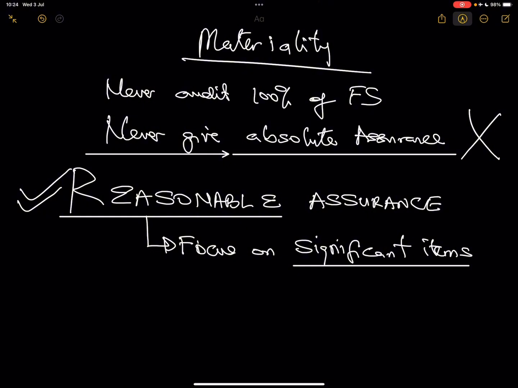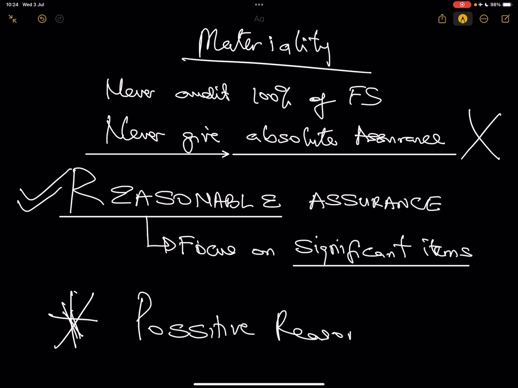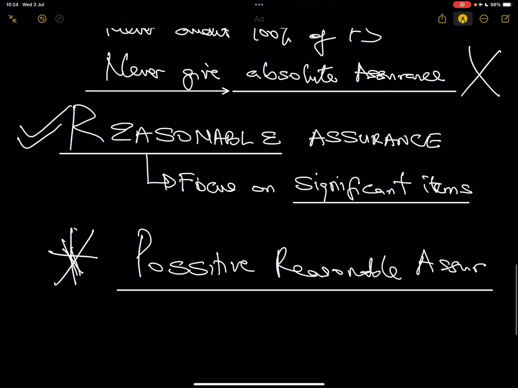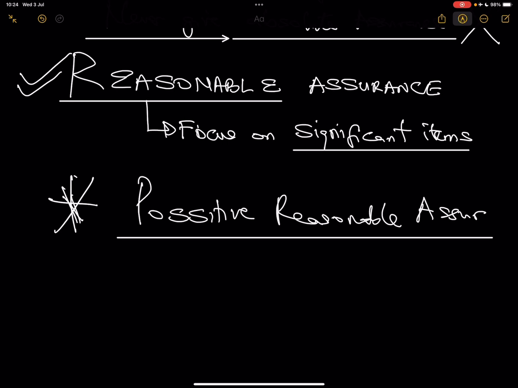And so the type of assurance that we are focusing on for this paper is called positive reasonable assurance. So we're not looking at negative assurance in this paper. This is our focus: positive and reasonable assurance. But that doesn't mean that you shouldn't understand the meaning of negative assurance, because you can be asked in exams to differentiate between the two.